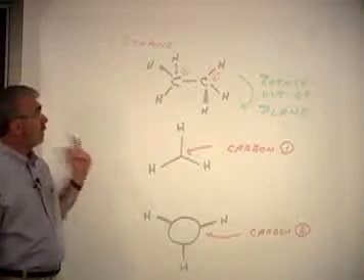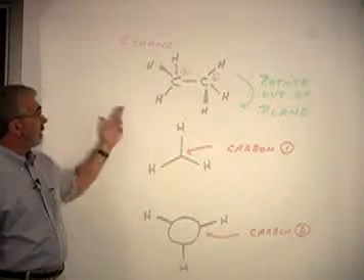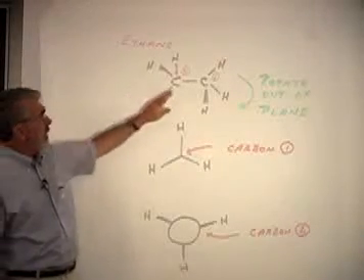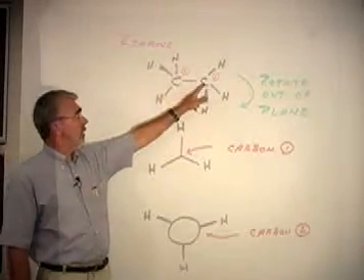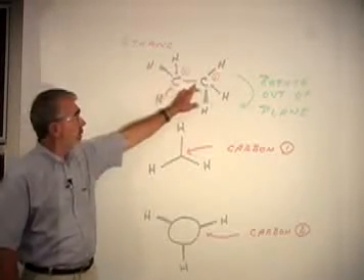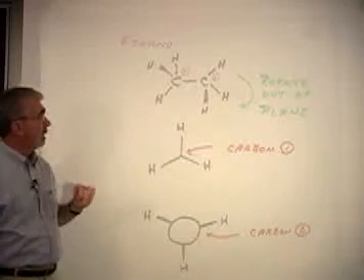Now, let's start off with a very simple molecule. Let's start off with ethane. What we're going to do is take a look at how we can depict the rotation of one carbon around the other carbon. In other words, rotation around this single bond joining the two of them together.